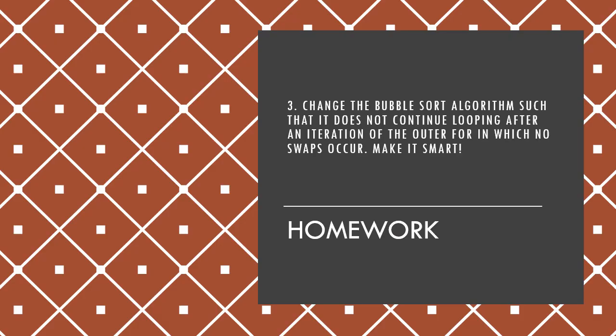Your homework is to change the bubble sort algorithm that you saw in the previous slides such that it does not continue looping after an iteration of the outer for in which no swap occurs. So I want you to make it smart.